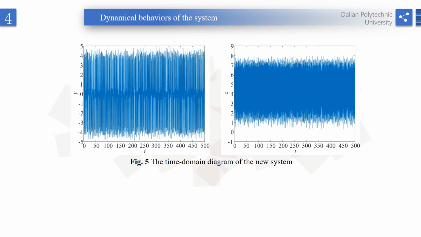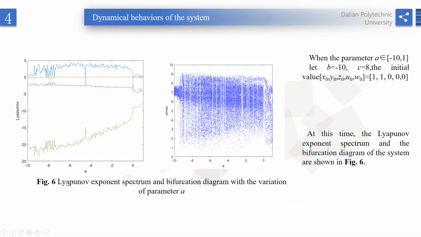So this is the time series diagram of the new system. This is the Lyapunov exponent spectrum and bifurcation diagram with the variation of parameter A. When parameter A is from minus 10 to 1, let B is equal to minus 10, C is equal to 8, the initial value is 1, 1, 0, 0. At this time, the Lyapunov exponent spectrum and the bifurcation diagram of the system are shown in figure 6.